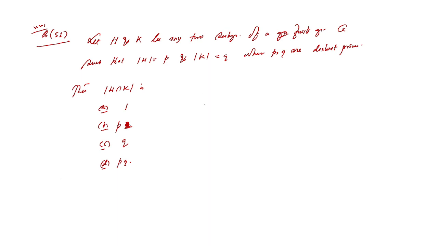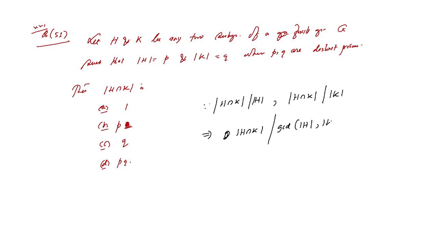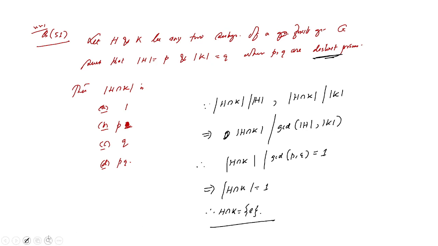So here, since H and K are subgroups, H intersection K is also a subgroup of H and of K. So its order divides the order of H, and the order of H intersection K also divides the order of K. And from that, the order of the intersection must divide the GCD of the order of H and the order of K. That means it divides the GCD of P and Q. And P and Q are distinct primes, so they are relatively prime to each other. So the GCD of P and Q must be 1. So the order of H intersection K equals exactly 1, because an order can't be negative. So it can't be minus 1, it will be 1 only. So H intersection K is a trivial subgroup that contains just the identity element.